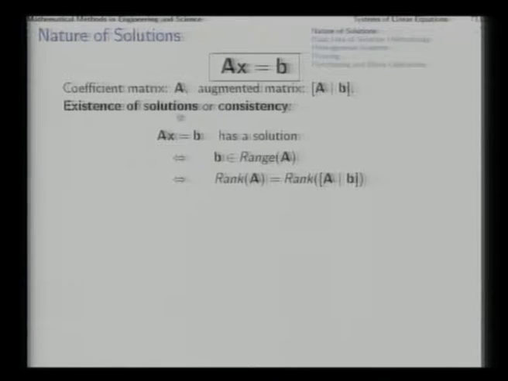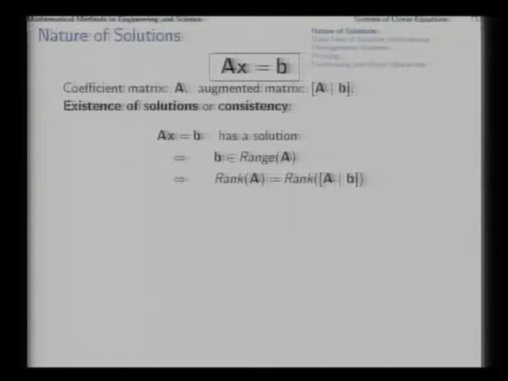Now, when we try to answer this first question, whether this system is consistent or whether a solution exists, we have the following important theoretical result: Ax = b has a solution. This statement is equivalent to the second statement, which is that b is in the range of A, and that is again equivalent to the third one, which is that the rank of A is the same as the rank of the augmented matrix.